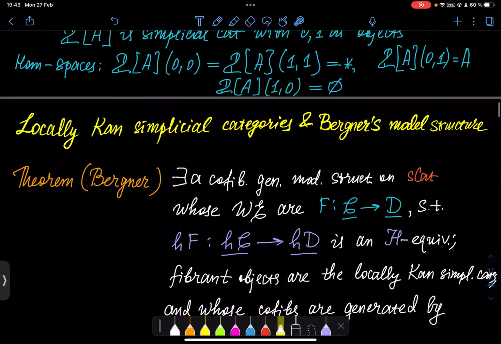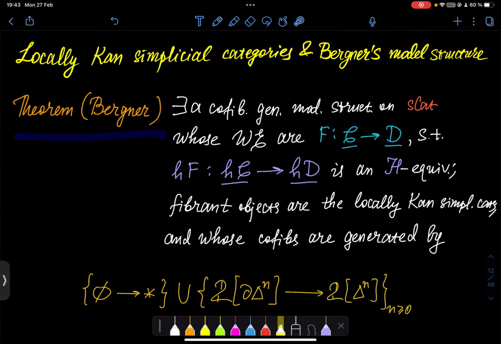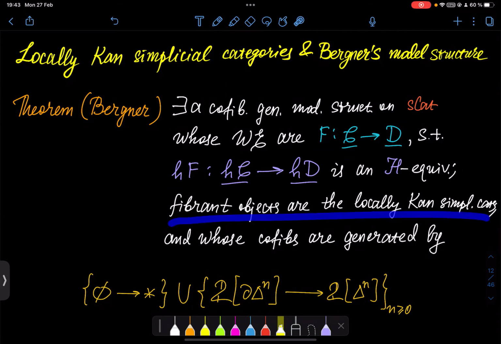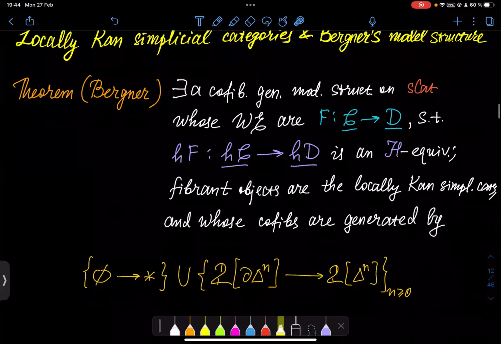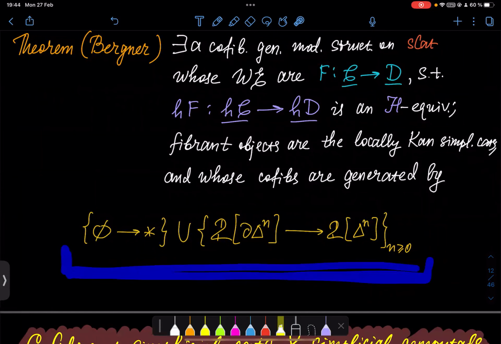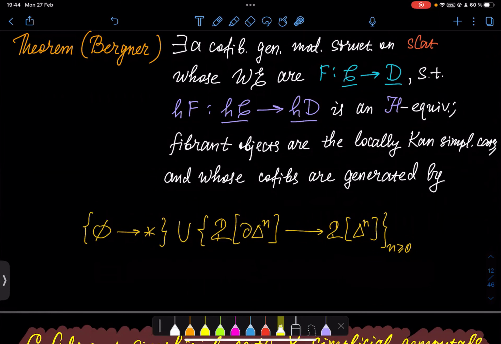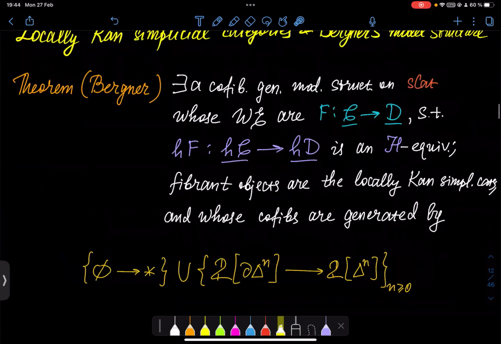Okay, and theorem. There is a cofibrantly generated model structure on simplicial categories whose weak equivalences are simplicial functors between simplicial categories such that the homotopy functor applied to this functor produces an H equivalence, and fibrant objects are the locally Kan simplicial categories, and whose cofibrations are generated by these functors. Okay.